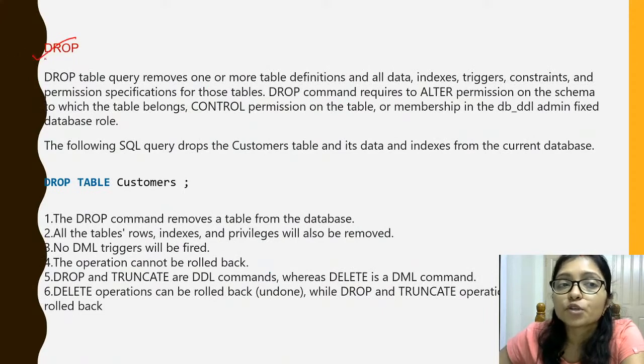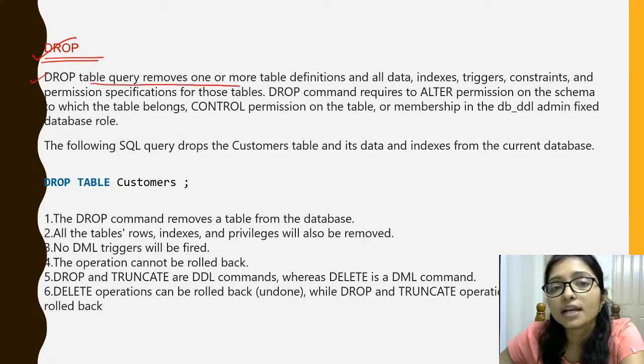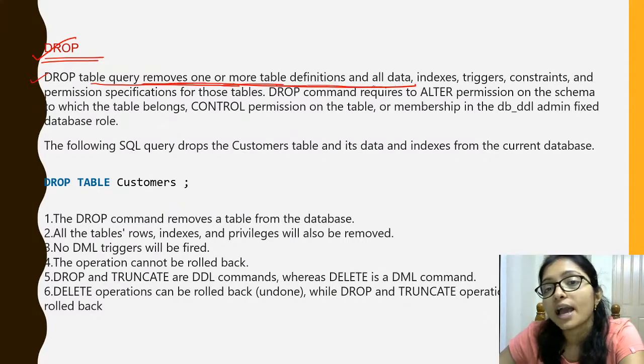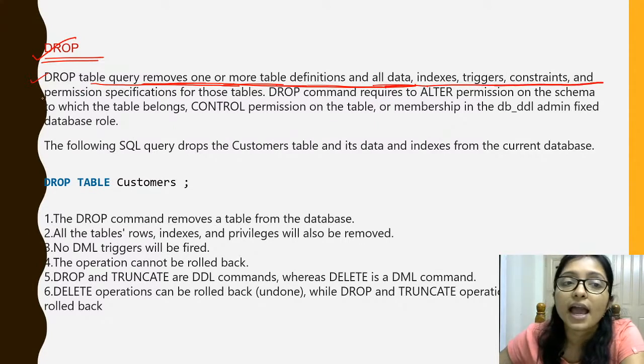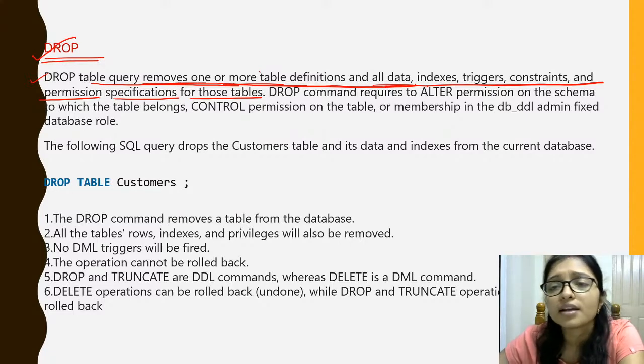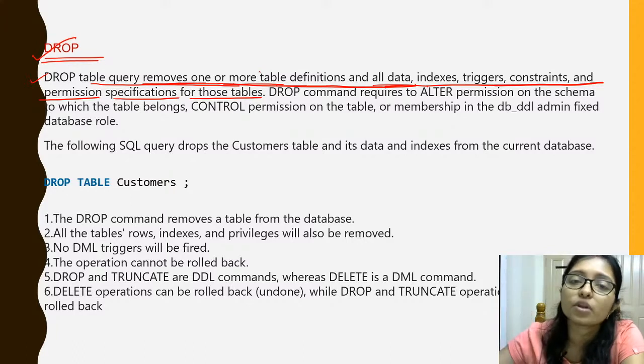Now come to the point of drop. What is drop? The drop table query removes one or more table definitions, and all the data, indexes, triggers, constraints and permission specifications of those tables. So drop means everything will be deleted: the definition, index, trigger, constraint, whatever is related to the table, everything will be deleted.